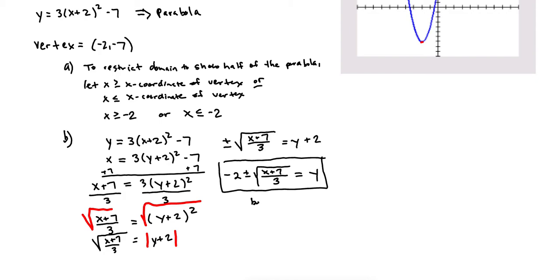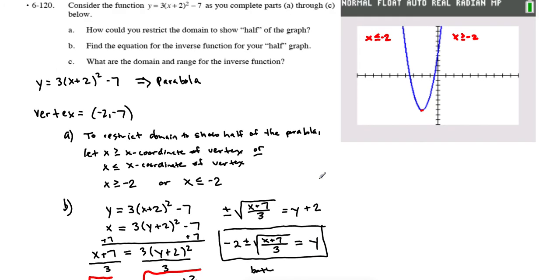Okay, this is for both. Now, if we were looking at our graph here that we had again, this side has our restriction of x is greater than or equal to negative 2. So if we're going to say this side, the equation y equals 3 times the quantity of x plus 2 squared minus 7. This one has the domain as long as x is greater than or equal to negative 2.